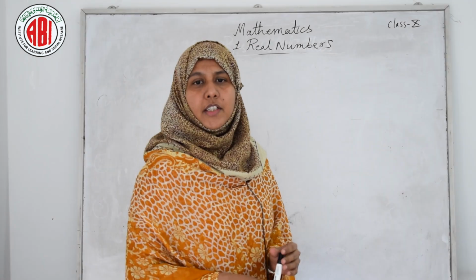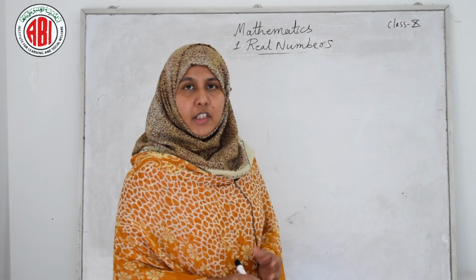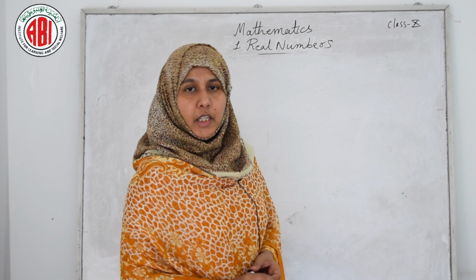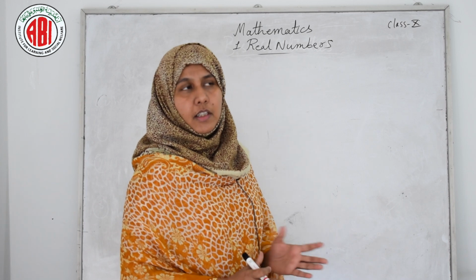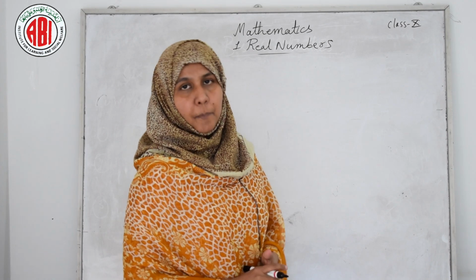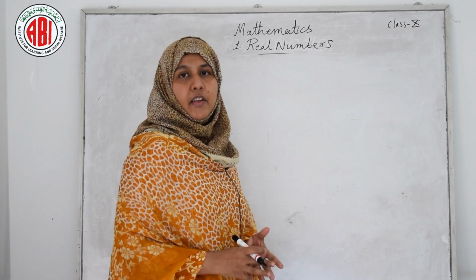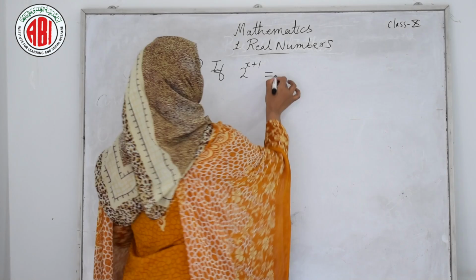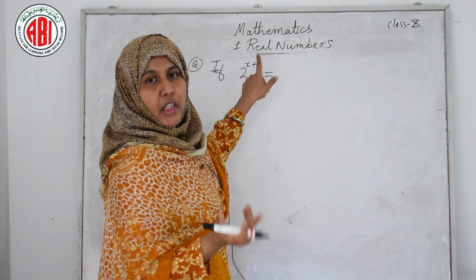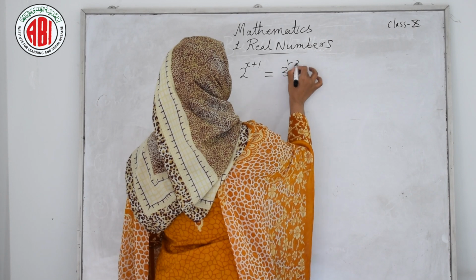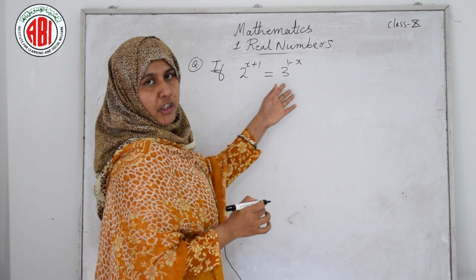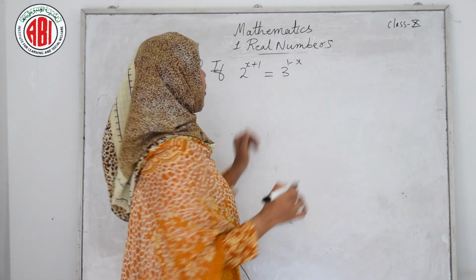Okay. Now let's have a question: if 2 to the power x plus 1 equals 3 to the power 1 minus x, then find the value of x. The question is given in exponential form. Using that we have to find the value of x. If 2 to the power x plus 1 equals 3 to the power 1 minus x, it is in which form? Exponential form. Then you have to find the value of x.